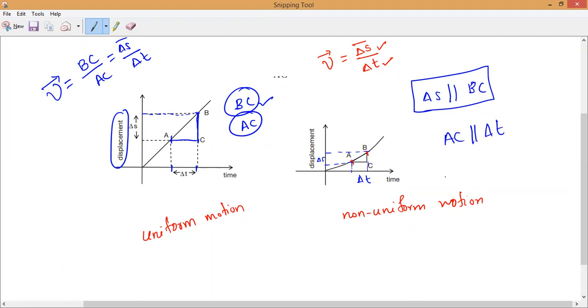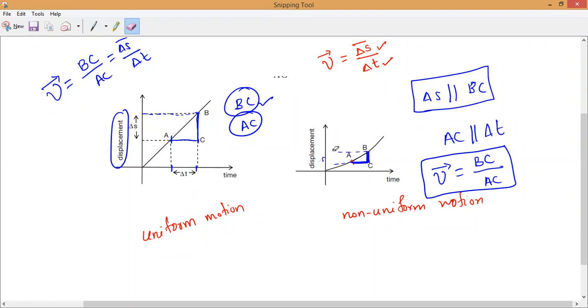Now you tell me, what is the formula from this graph also? Instantaneous velocity is equal to, what is the displacement here? BC. And what is the time here? AC. So this is the formula which we call instantaneous velocity. Any doubt? Please kindly note it down. This is how to find instantaneous velocity from uniform as well as non-uniform motion.